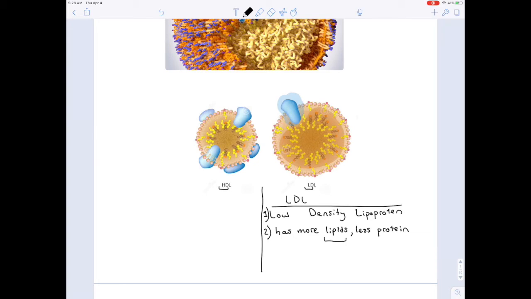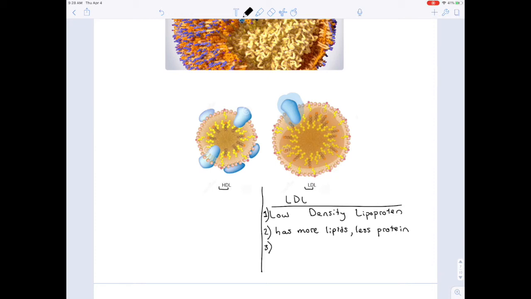Lipids, if you pour oil in water, the oil floats on the top. It's not very dense. Remember, density determines whether things sink or float. If you put protein in water, say like protein powder, it'll sink to the bottom. It's more dense. And so if you have a lot of lipids and not a lot of protein, you won't be very dense. You'll be a low density lipoprotein. So that's the second thing you'd want to know, the relative composition of lipid versus protein.